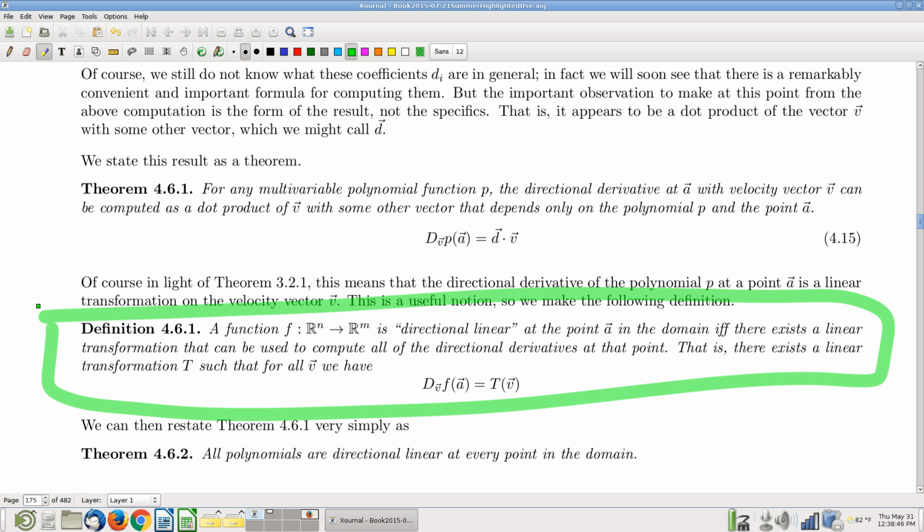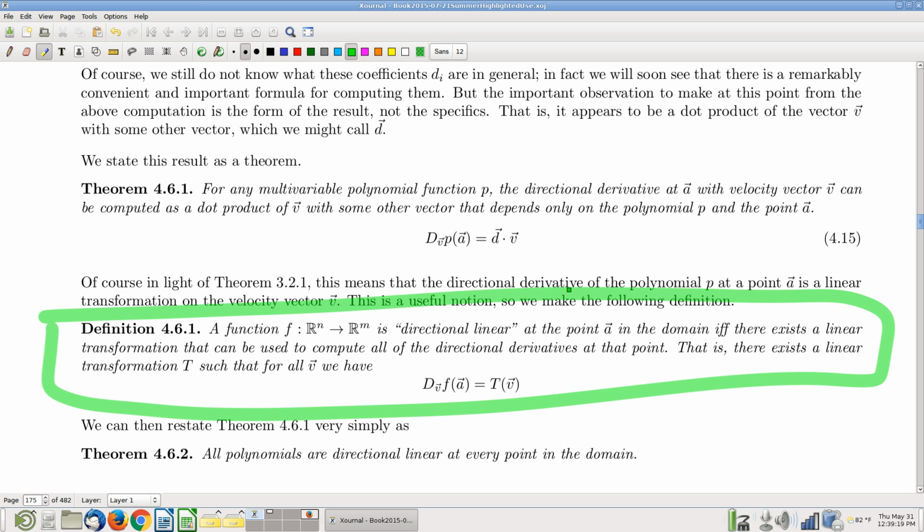What does directional linear mean? I don't understand what directional linear means. Can you just explain what directional linear means? You want me to explain what directional linear means? So a function's directional linear if, when you're interested in directional derivatives of that function at a particular point, the way that these directional derivatives depend on the velocity vector, the input velocity vector, is always by way of a linear transformation on that velocity vector.